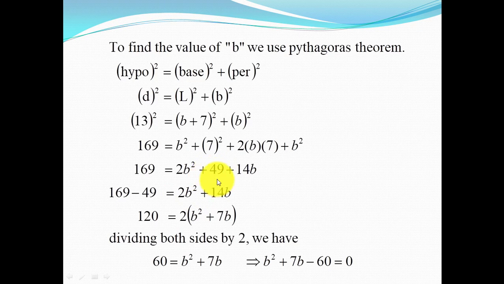Now take the 49 to the left side, then its positive sign becomes negative, and its answer is 120, equal to, and taking 2 common from the right side, we get b square plus 7b. Dividing the whole expression by 2, this 2 cancels with the division of 2, and 122 divided by 2 is equal to 60. Now we write the 60 on the right side, then we get this expression.